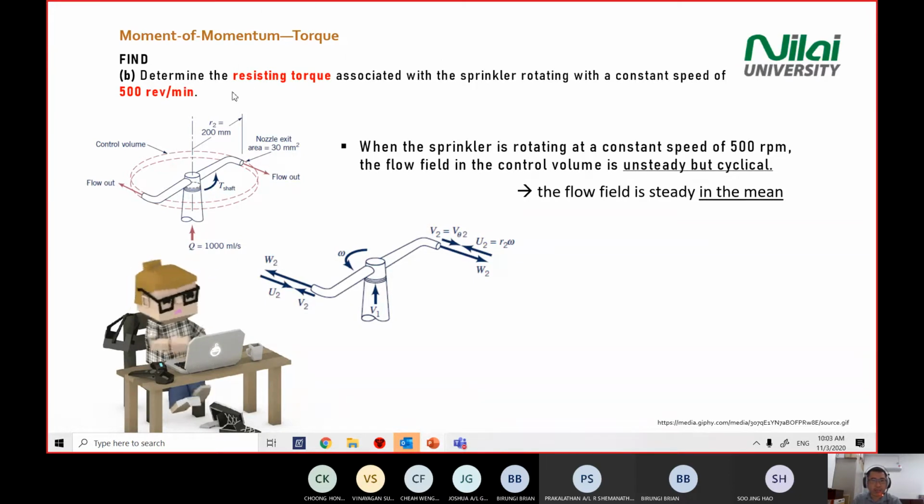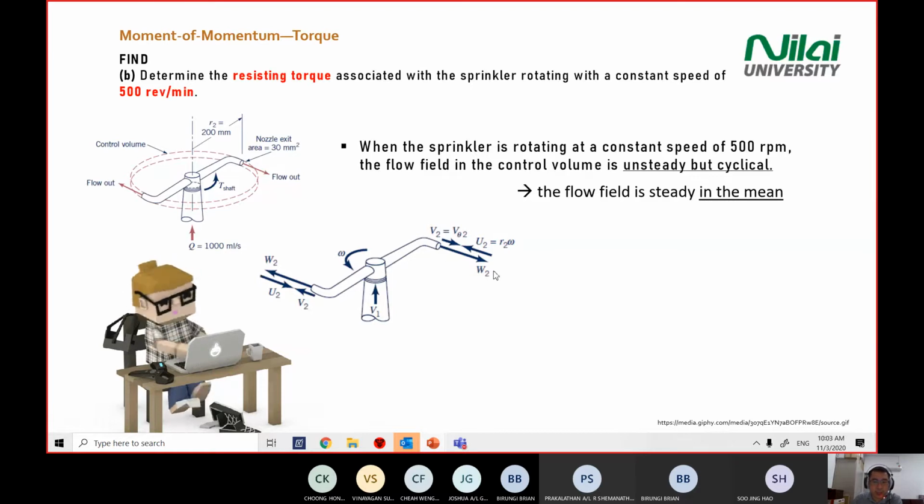Now we want to find what happens if you let the head loose and the head rotates at 5,000 revolutions per minute. This diagram you can find is actually the same as what you see under question 33 in your tutorial. The one under question 33 is in 2D, but this one is in 3D. It's the same, right? So in this case, for section B, we will assume that the flow field is steady on average.